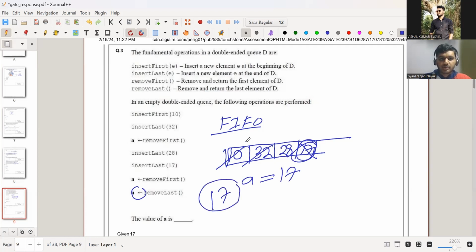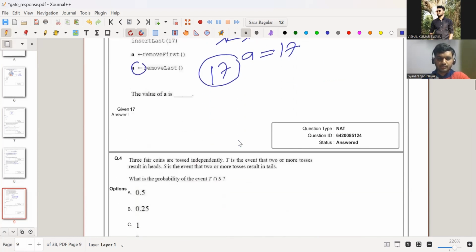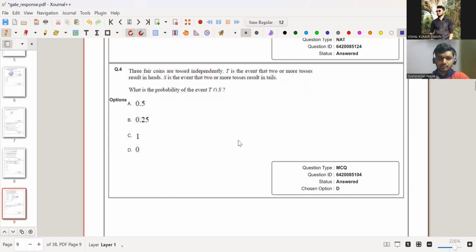So we'll proceed for next. So here three fair coins are tossed independently. T is the event that two or more tosses result in head. S is the event that two or more tosses result in tail. What is the probability of event T intersection S?